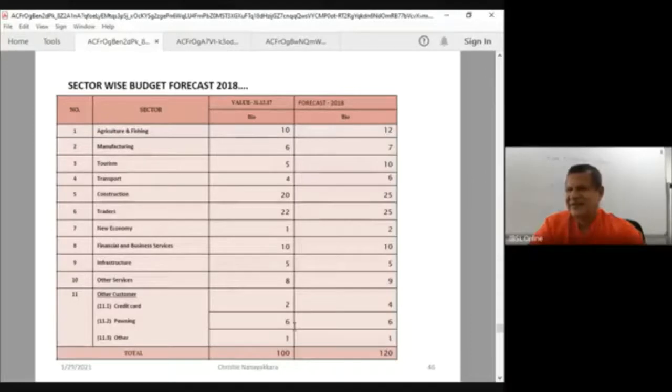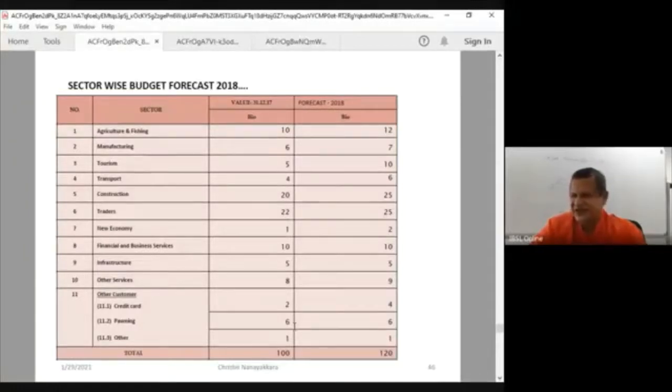This was done in 2018, which was a booming period for tourism. So you can see the budget: tourism from 5 billion to 10 billion increase is being forecasted. But if you had done this in 2020 or 19, probably you may keep that 5 billion as it is, or even recommend a reduction.